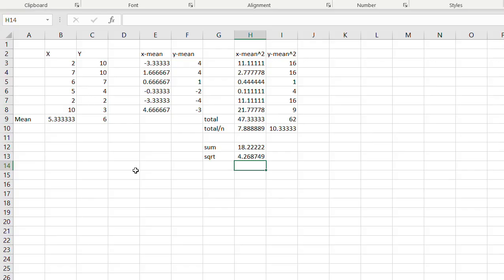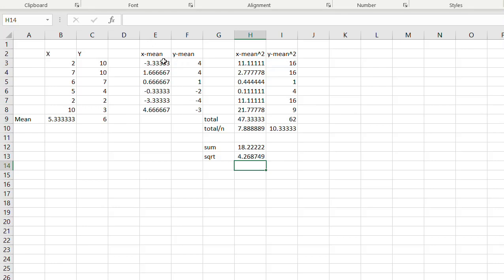Okay, so here we have an Excel spreadsheet, and in this Excel spreadsheet, we have our points. So these are the same points we've been dealing with the entire time over here. I went ahead and calculated the mean. This is the same mean that we've seen before, right? 5.33 and 6. Okay, so this should all be review.